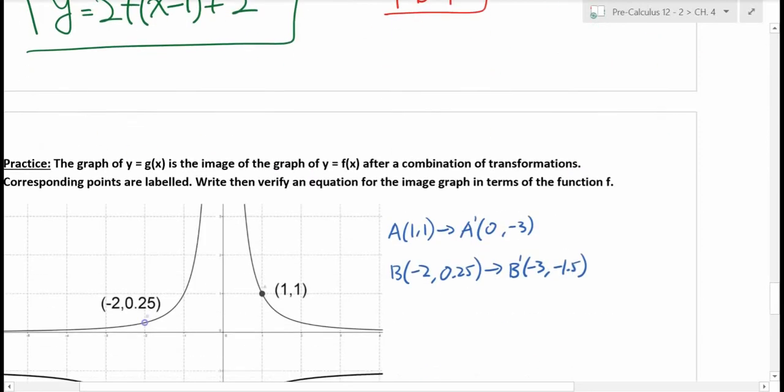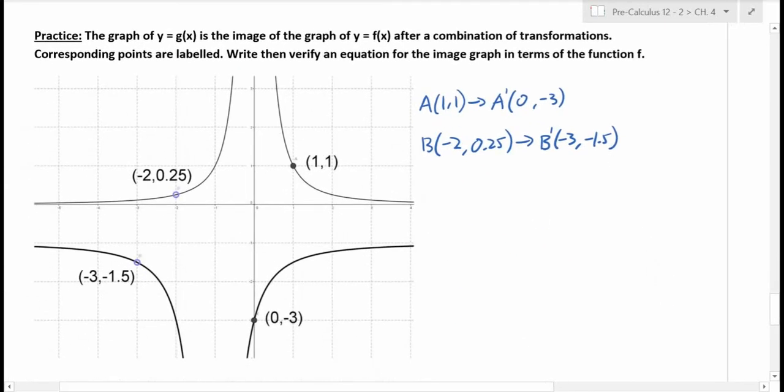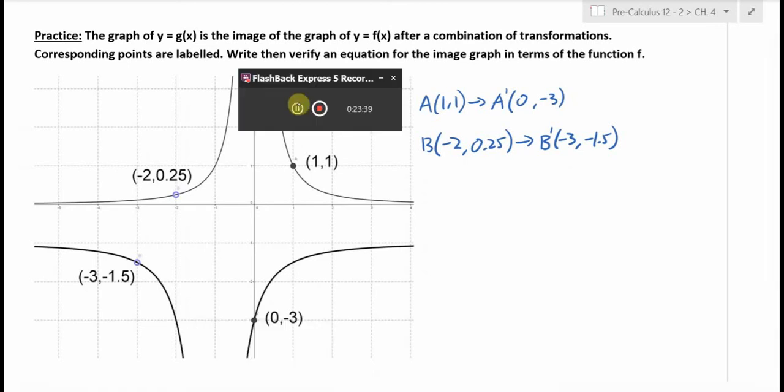Okay, so there is the last practice question for you to try. I have the points labeled for you. Give that a try and see if you can do it, okay? I'm going to take a break, have some water. Good luck.